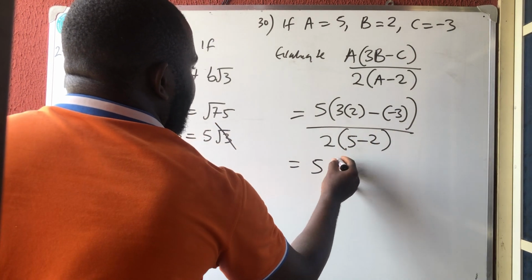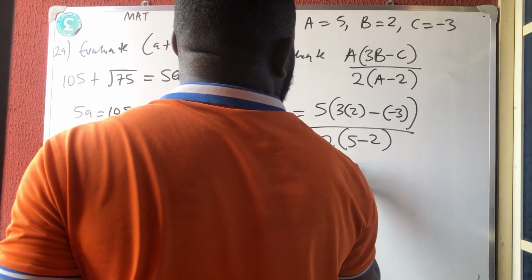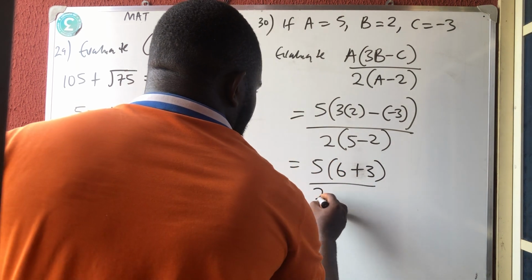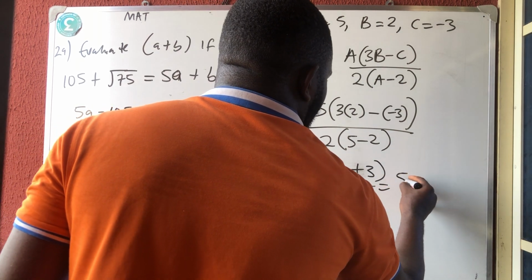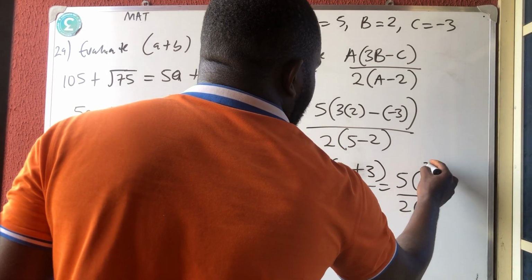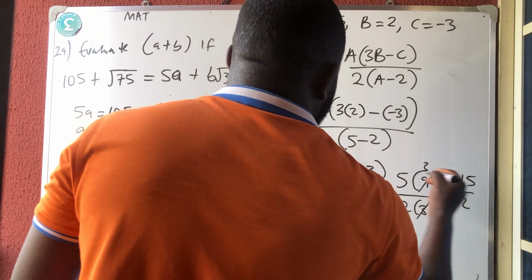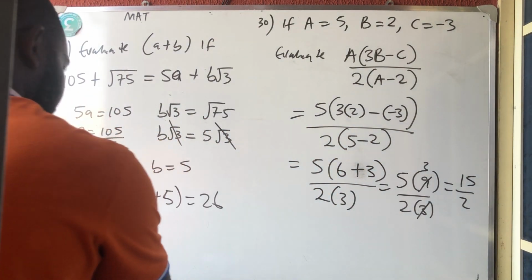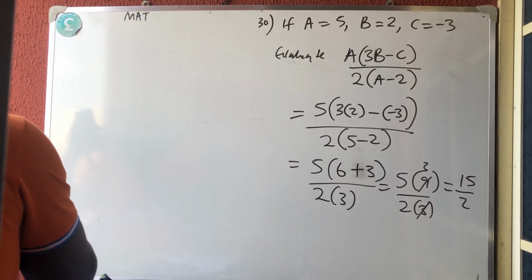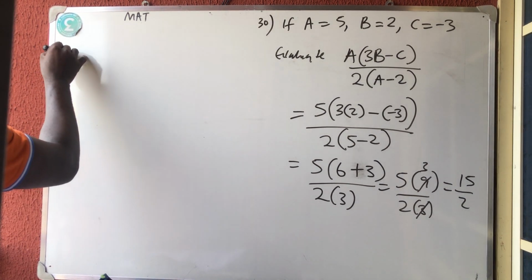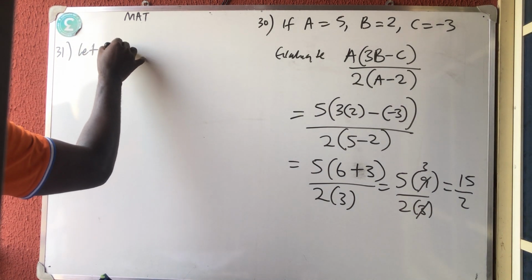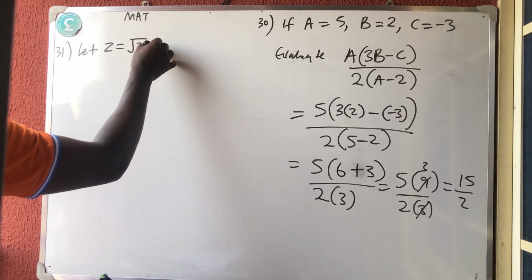Okay, so which is 5 into, now 3 times 2, 6, minus plus 3 all over 2 into 3. So I'm left with 5 into 9 all over 2 into 3. Now 3 can take care of this to have 3, which is 15 over 2. Okay, 15 over 2. So that is simple arithmetic. Simple arithmetic.